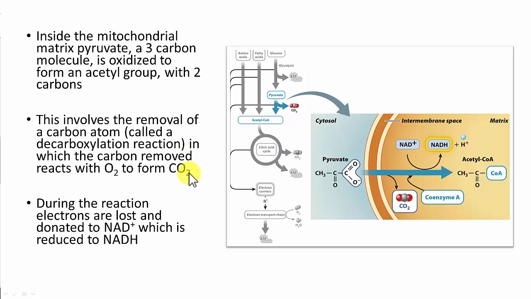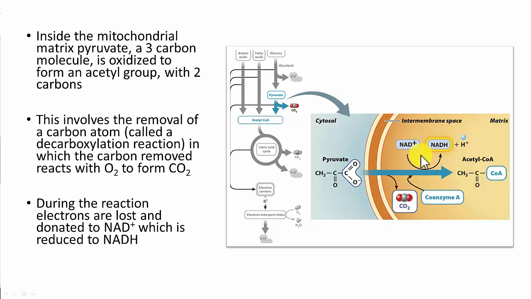Now, this is going to happen twice per glucose. So remember that one glucose enters, 2 pyruvate molecules are formed per glucose. Each one is going to be decarboxylated via this reaction here. And so we're essentially going to lose 2 carbons per glucose at this step. So we're losing carbon, we're gaining a reduced form of NADH.